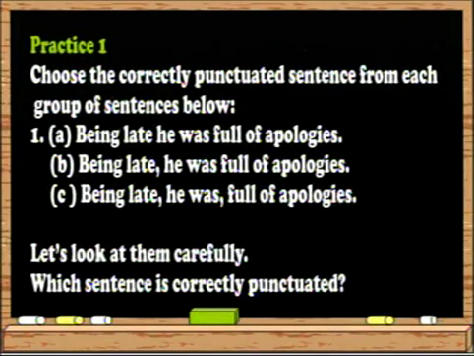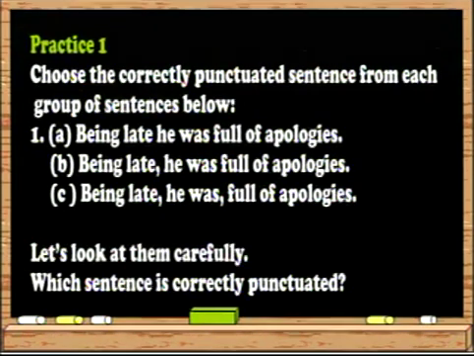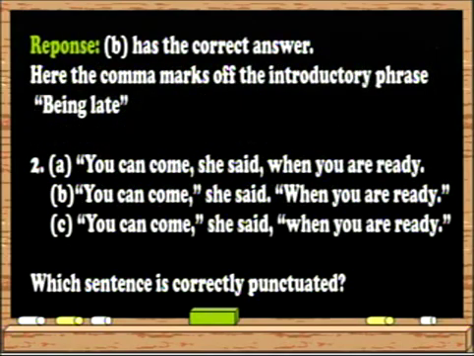Now, let's do some practice work. Practice one. Choose the correctly punctuated sentence from each group of sentences below. A. Being late, he was full of apologies. Being late, comma, he was full of apologies. Being late, comma, he was, comma, full of apologies. Let's look at them carefully. Which sentence is correctly punctuated? B. Here, the comma marks off the introductory phrase, being late.